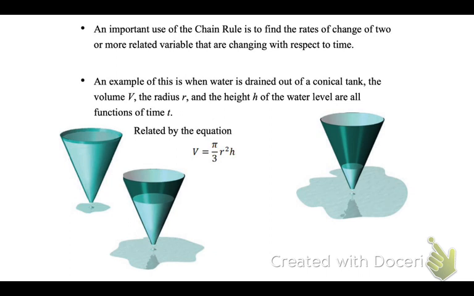Things are happening. Water is draining from a pool. A bucket is filling up with water. Those are not at a constant rate because water pressure changes. The drain might get clogged, things like that. So an important use of the chain rule is to find the rates of change of two or more related variables that are changing with respect to time.